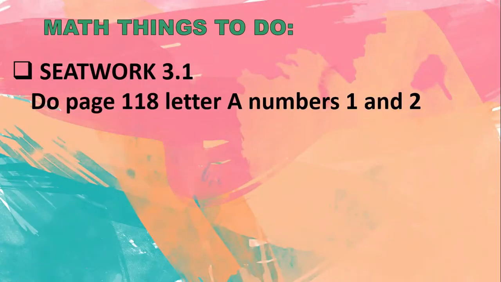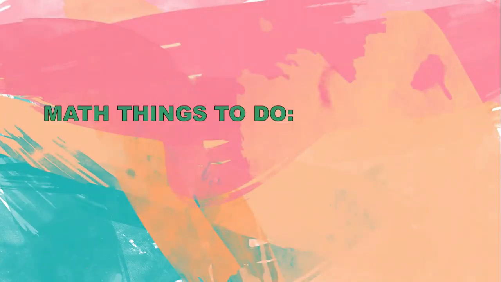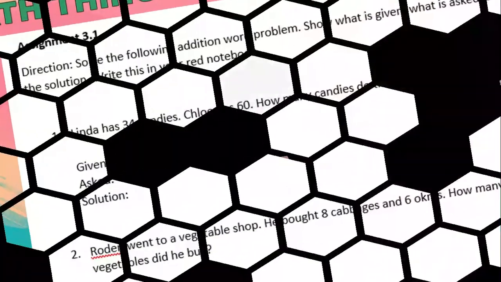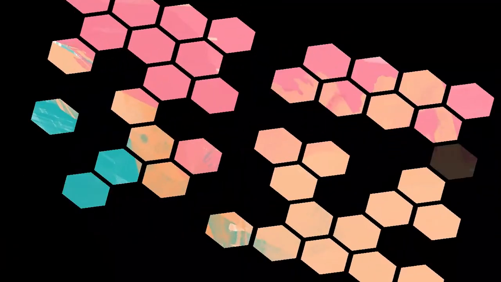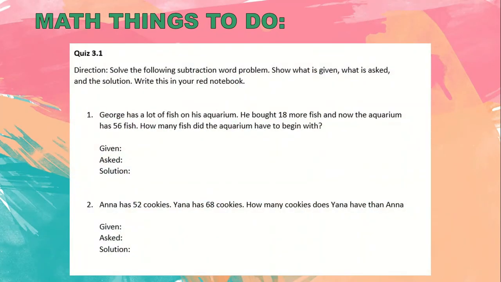So this would be your math things to do in your Math 2 lesson 3.2. This would be your activity, and this would be your assignment. Yeah, this one is the assignment, and this would be your quiz. Okay, there you go.